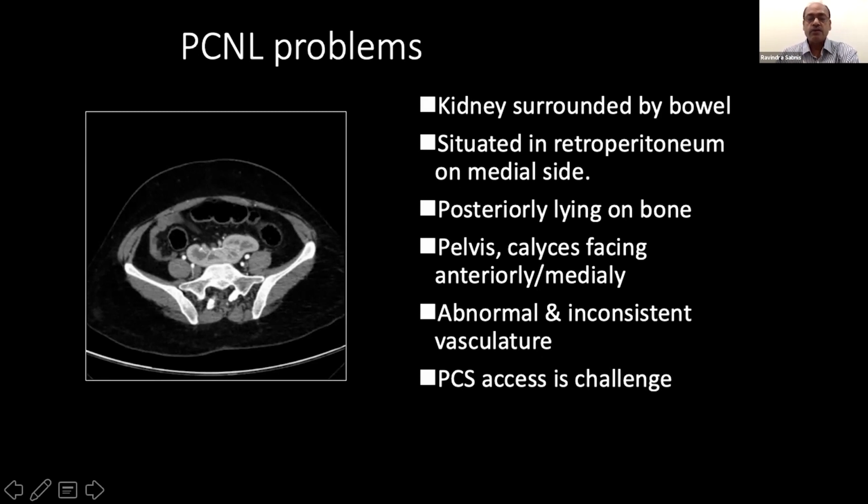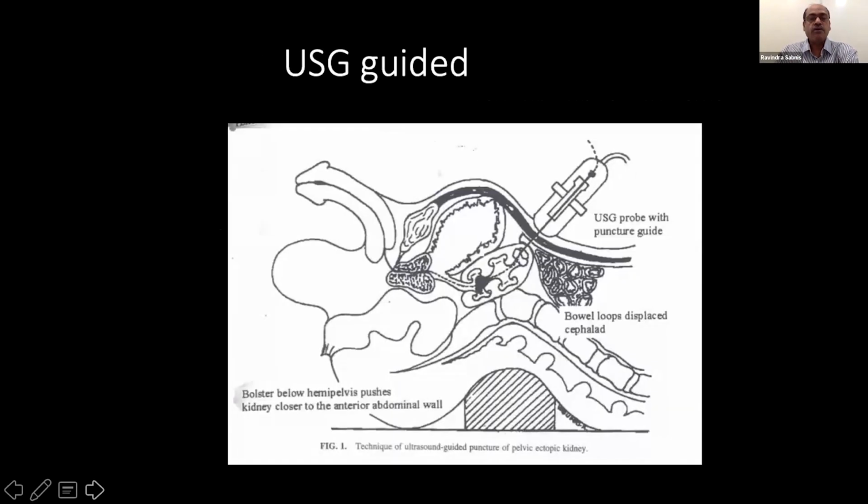Abnormal and inconsistent vasculature and PCS access definitely is a challenge. Once you get access, the rest of the things are the same. Getting access is a very, very difficult thing. Therefore, the ultrasound guide and the laparoscopic guide are the two things which have been described for PCNL. Typically, for a long period of time, we have been doing ultrasound guided PCNL in the pelvic ectopic kidney.